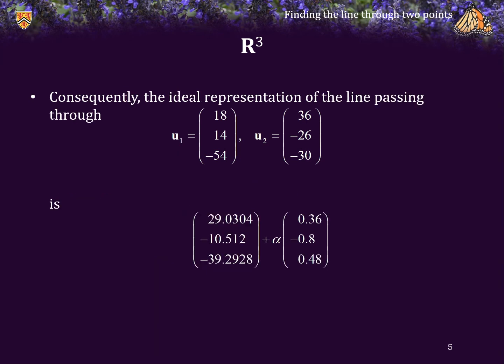Consequently, the ideal representation of the line passing through these 2 points is this representation here. Of course, as before, we could use plus or minus the second vector v. After all, we could calculate the difference between u1 and u2, or from u2 to u1.